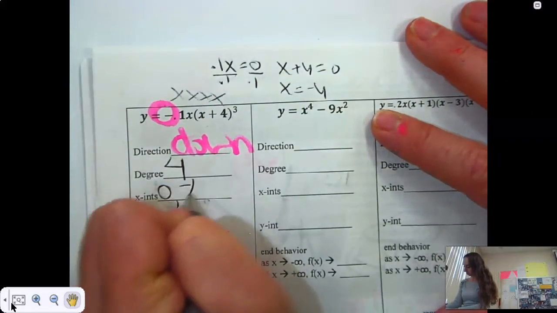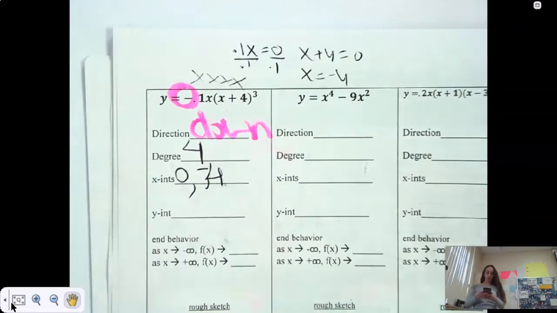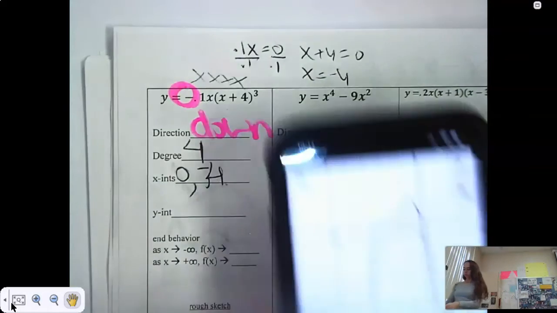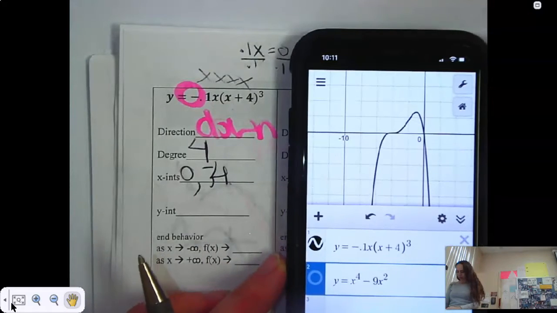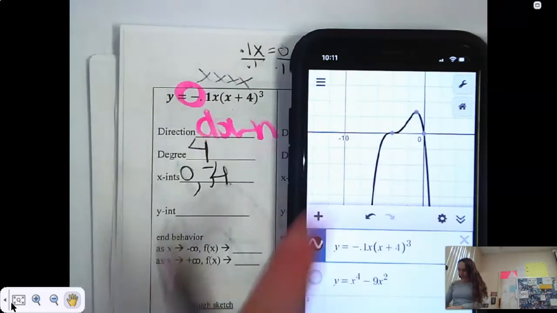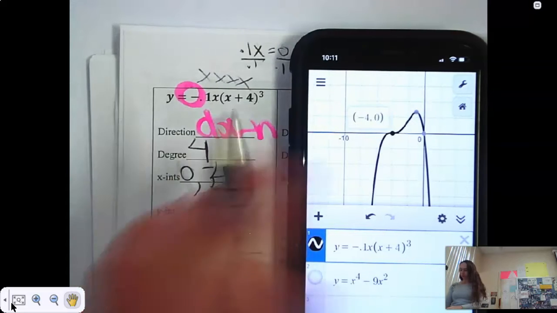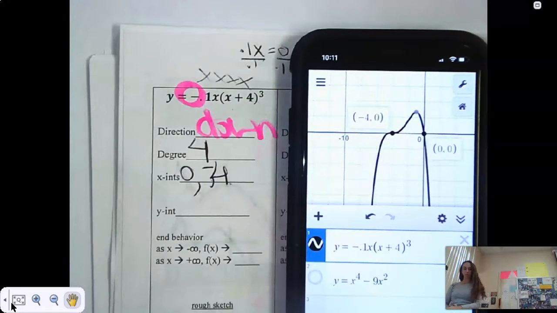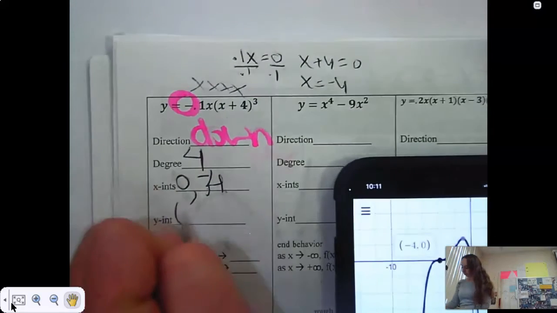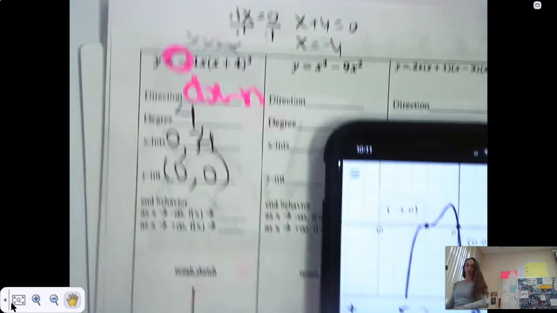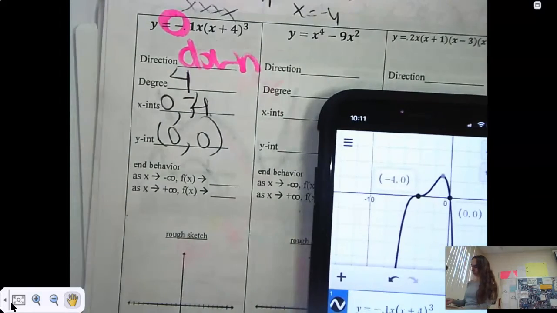Okay, oops. Let me show you the graph of it. It's going to look kind of interesting. So if you look here, here's the graph of that. So if you look, right there is negative 4, and right there is 0. Okay, it does look kind of weird. Right now we just need to do a rough sketch. Okay, the y-intercept. If the x-intercept is 0, 0, the y-intercept is 0, 0.